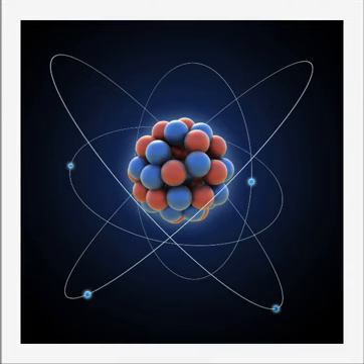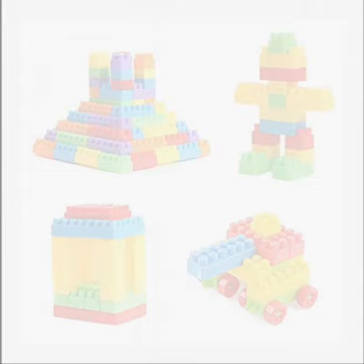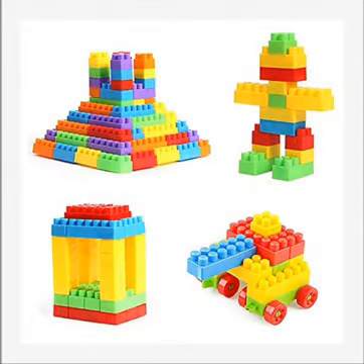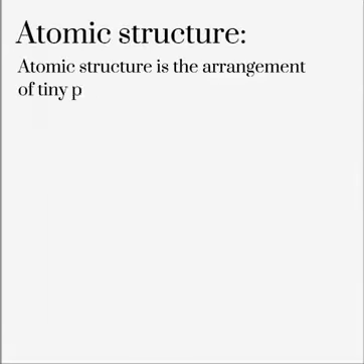Here is a simple analogy. Atoms are like individual Lego bricks. Just as Lego bricks can be connected to form different structures, atoms can be combined to form different substances, like water or carbon dioxide. Now that we know what an atom is, let's find out the meaning of atomic structure.